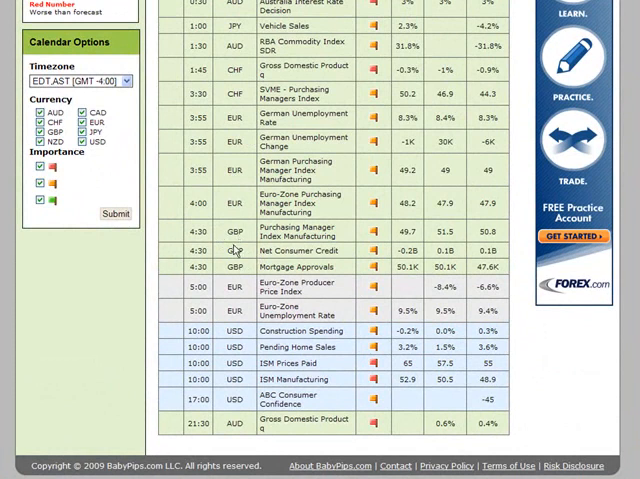At 4:30 a.m. Eastern time, we had the PMI for the sterling, as well as a couple of other news reports, the net consumer credit and mortgage approvals. It was not the most important event, but still it's worth paying attention to. So you want to write that down, 4:30 a.m. Eastern time, or whatever time zone you're in. Watch that time area. And then at 10 a.m. for the U.S., we had the ISM manufacturing index, as well as pending home sales and construction spending. So you want to jot down that time as well.